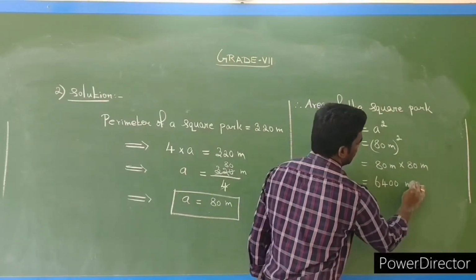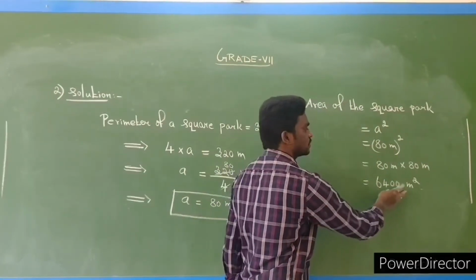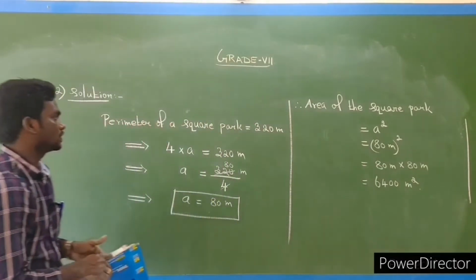Meter into meter, what is that? Meter square. Therefore, the area of the square park is equal to what? 6,400 meter square. How to solve this?